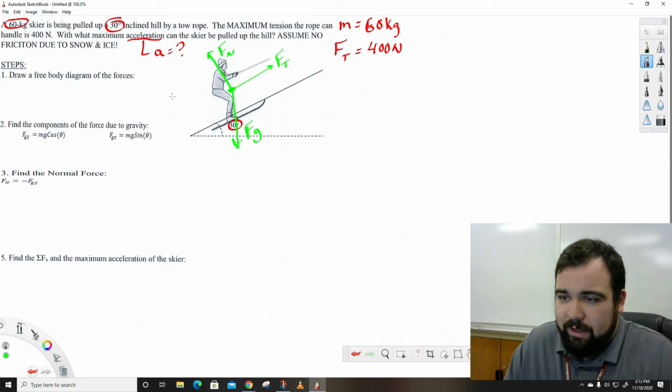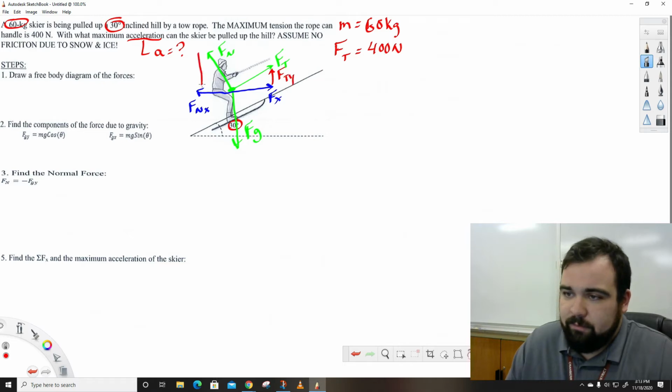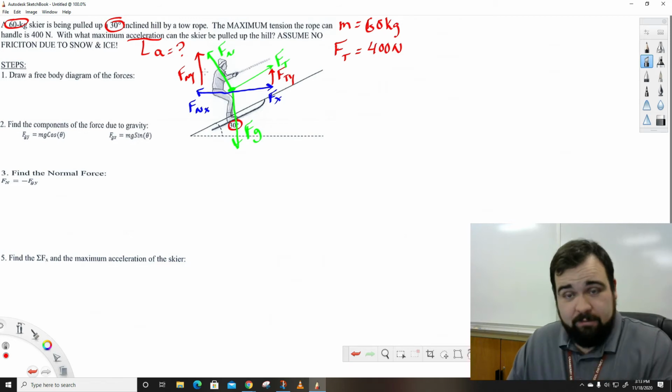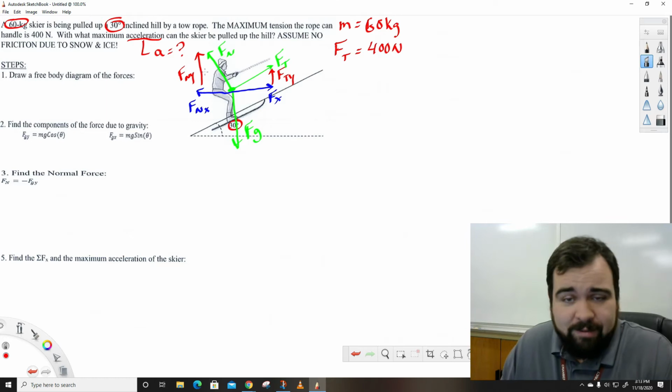Now, if we were to do that in the normal sense, we would have an FTX. We would have a force normal in the x direction. And they would also have y values for all of these as well. So an FTY and an FNY. And we just went from having 3 forces to now having to deal with 5.